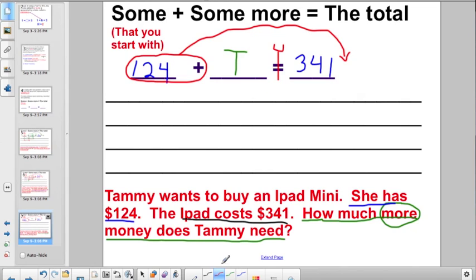And if you remember, we always read equations left to right, correct? So I want to start off by writing everything that I did not circle. So I'm not going to write 124 or this plus sign, but I didn't circle T. And I didn't circle the equal sign. And I didn't circle 341.